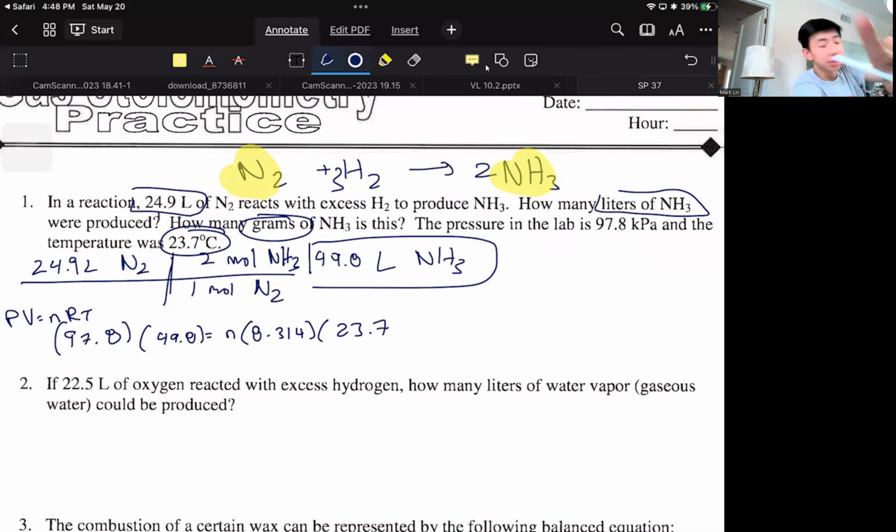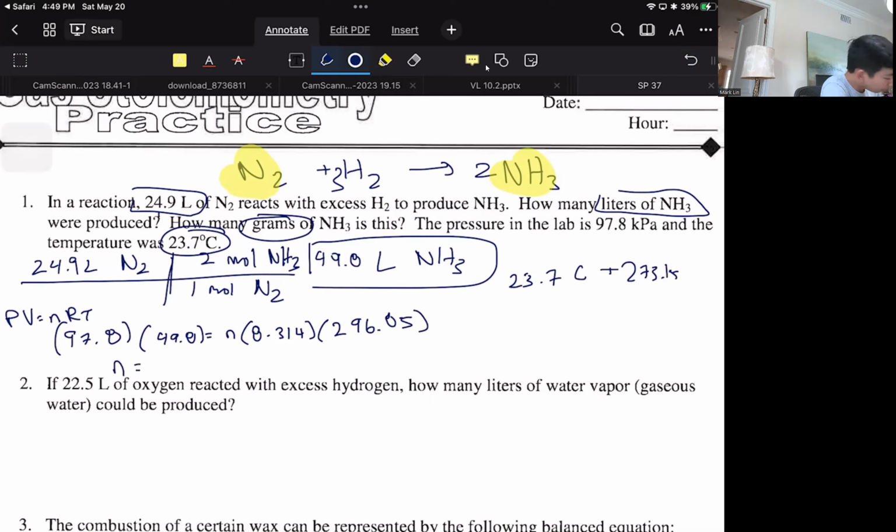Did you catch my mistake? I was wondering if you were paying attention, because I was kind of testing you to see if you would catch it, because you don't actually use 23.7 Celsius. You need to be using Kelvin. So 23.7 Celsius to Kelvin, you just add 273.15. That's going to give you 296.85. You plug and chug, n is going to be 1.97 moles.